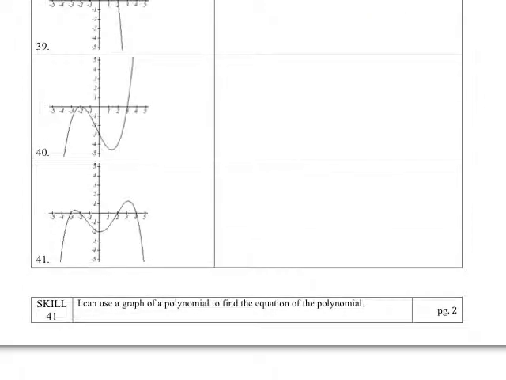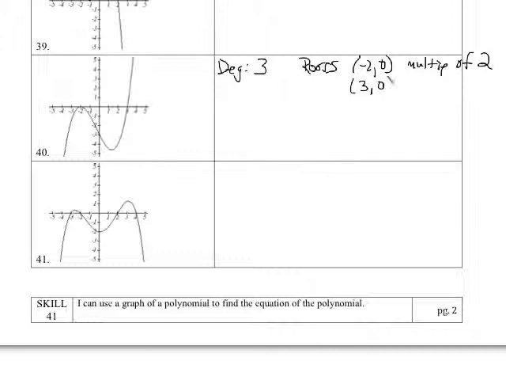So problem 40, what we see is another case where we probably have a third degree polynomial, but as you can see, the root here, it touches and then drops back down. So that's called where you have a multiplicity. So write this down. We've got a degree of 3, and then we have roots at (-2, 0), and that's a multiplicity of 2. So this multiplicity means it happens twice. And then we also have a root at (3, 0).